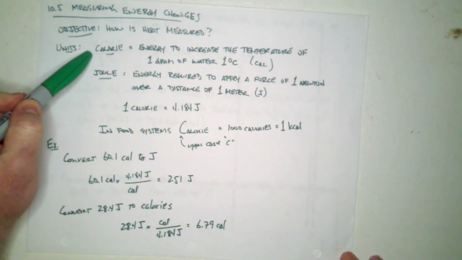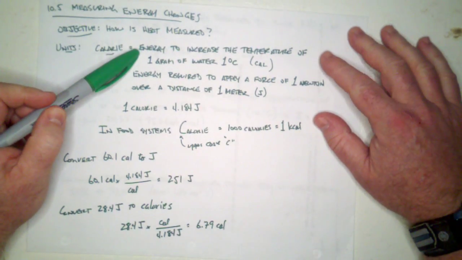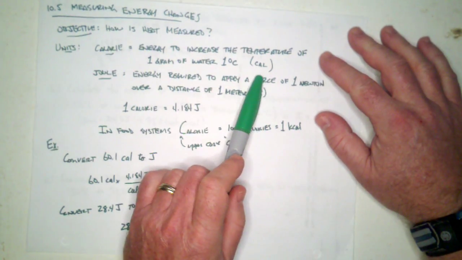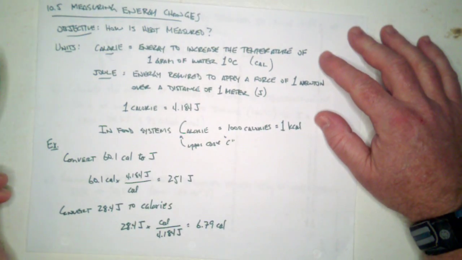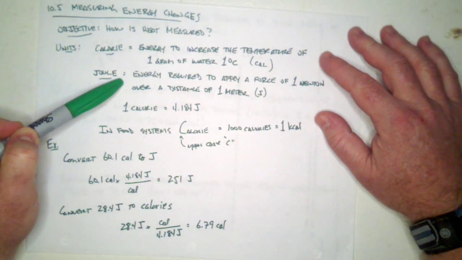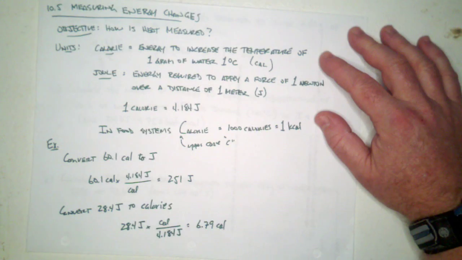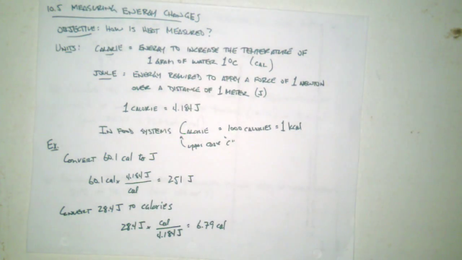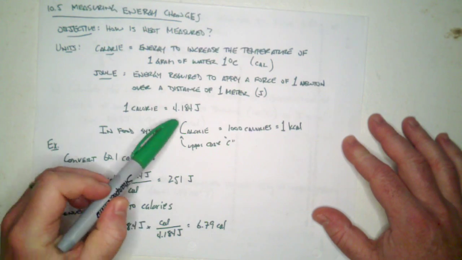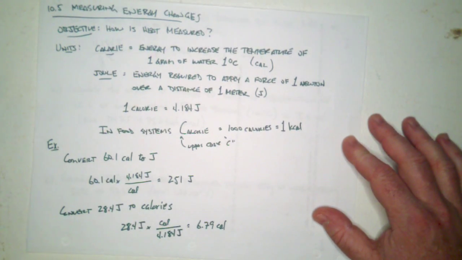One is a calorie, and a calorie is the energy required to increase the temperature of 1 gram of water 1 degree C. And we abbreviate that with a little cal. The other unit, joule, is the energy required to apply a force of 1 Newton over a distance of 1 meter, and we abbreviate that with a capital J. Now, that doesn't make much sense to chemists. It makes more sense to physicists, but it's a unit of energy in the metric system. So, for our purposes, just consider that 1 calorie equals 4.184 joules of energy.